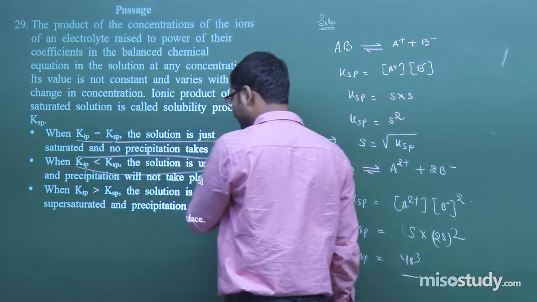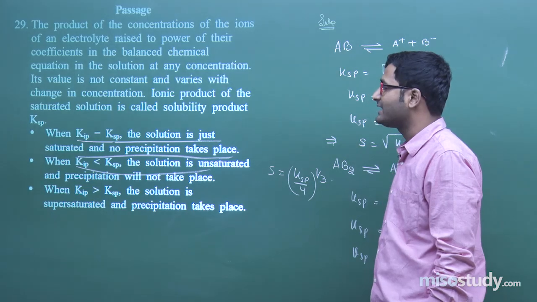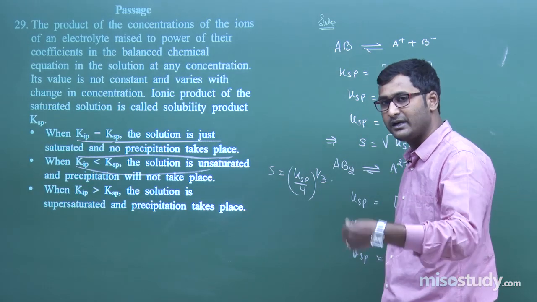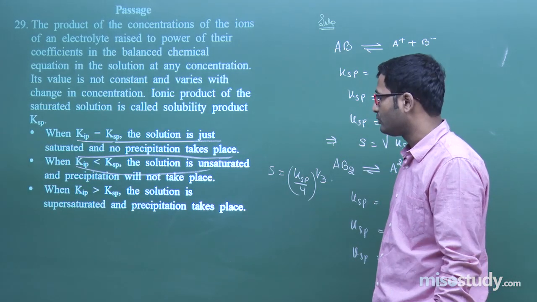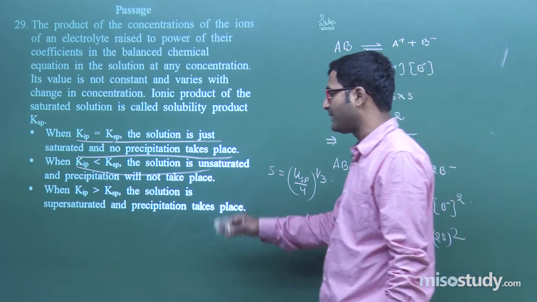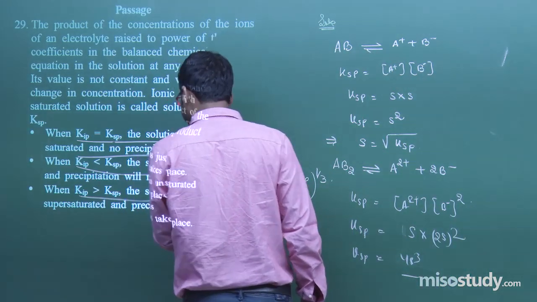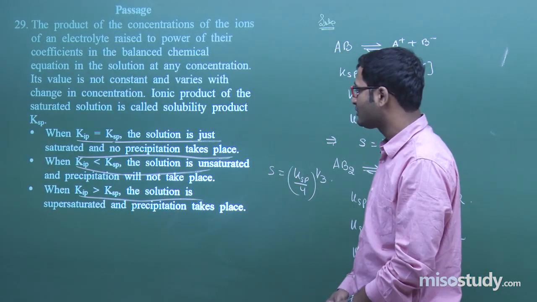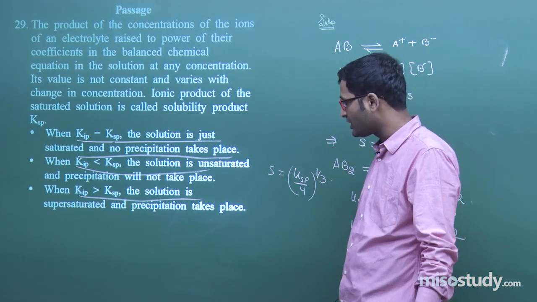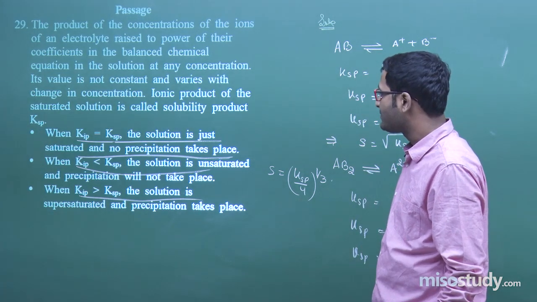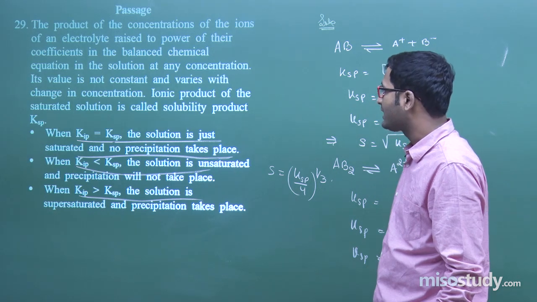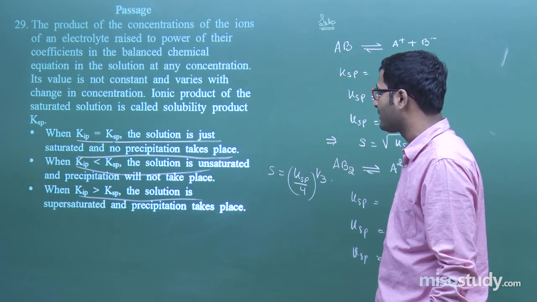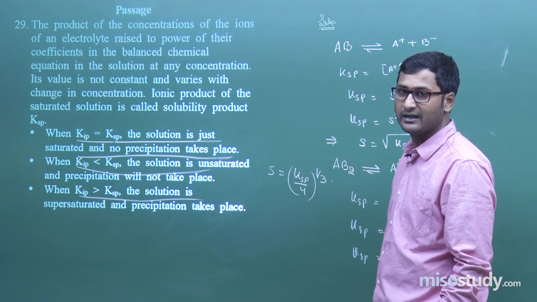If KIP is less than KSP, the solution is unsaturated. Unsaturated means there is a chance to add more solute, and precipitation will not take place. When KIP is greater than KSP, the solution is supersaturated and precipitation takes place. So in only one case the precipitation will take place, that is the third, KIP greater than KSP.